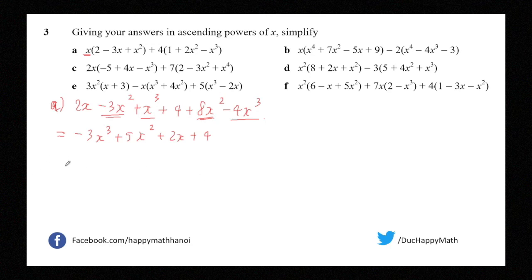Okay, question B in the same way, but the question tells you to give your answer in ascending powers of x, so you have to rearrange them. Rearrange them: 4 plus 2x plus 5x squared minus 3x cubed. Okay, do it by yourself with question B and compare with my result.